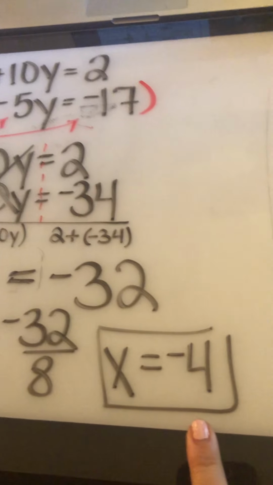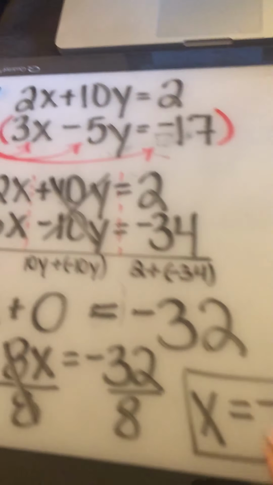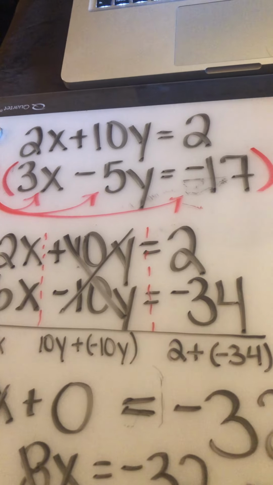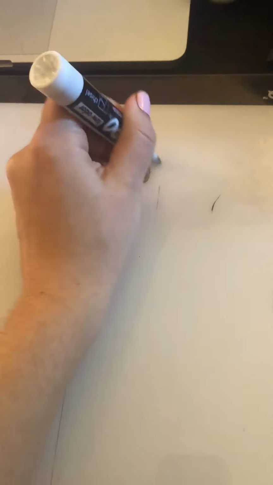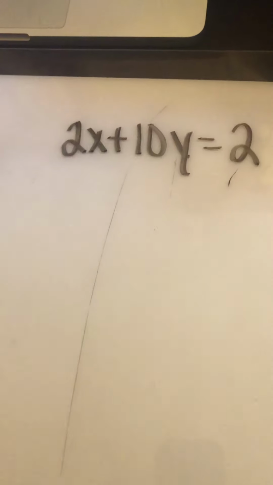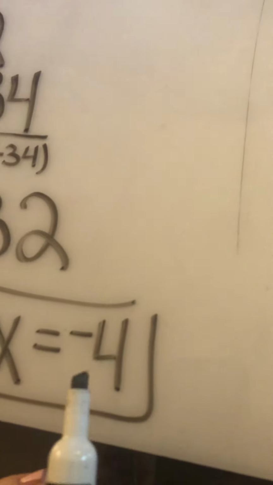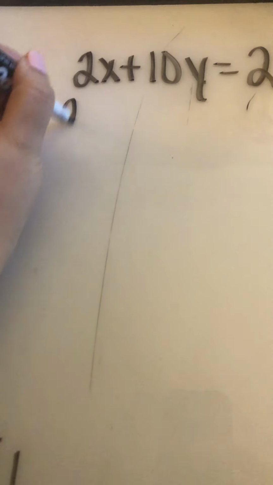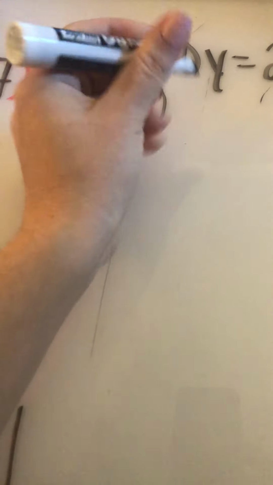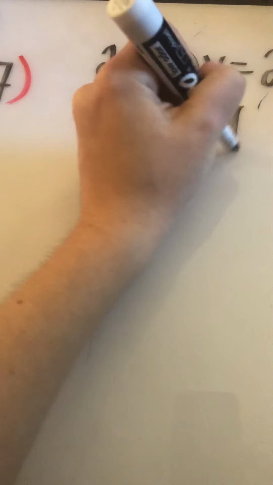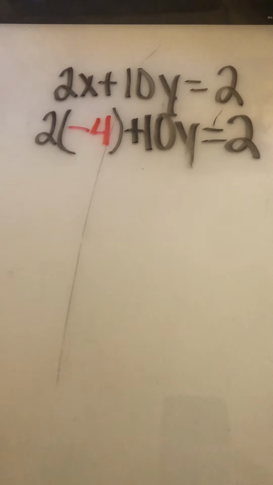Okay, so we have x equals negative 4. We're going to use one of the equations. It doesn't really matter which one because they're both a little complicated. I think I'll use the top one though. So I'll rewrite it over here. 2x plus 10y equals 2. I'm going to plug in my value of x, which is negative 4. So 2 times negative 4 plus 10y equals 2. And then we simply solve our equation.